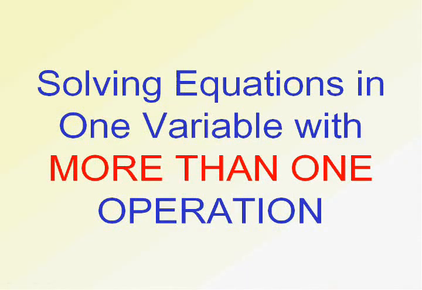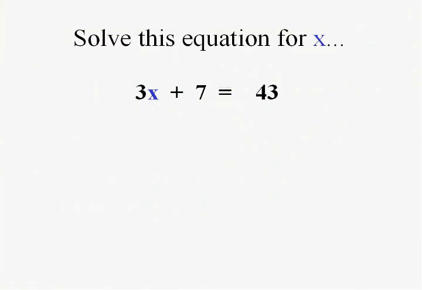We need to look at what happens when we solve equations with more than one operation, because it's going to happen often. For instance, in this problem, we know we need to get x alone. Who's keeping x from being alone? The 3 is. He's multiplying x. And the 7, he's adding to x, if you would.